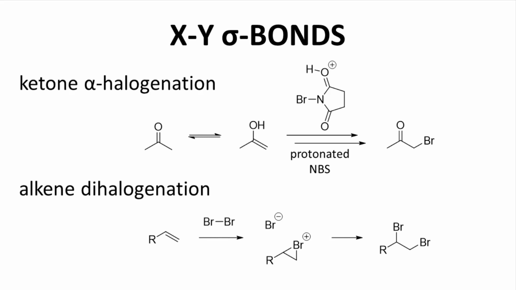Here are some similar examples. In the halogenation of a ketone, you initially form an enol tautomer. The enol is nucleophilic enough to attack NBS, N-bromosuccinimide, which is typically protonated in the acidic reaction medium to make NBS more electrophilic. The reaction involves attack of the enol on the bromine and cleavage of the Br-N sigma bond. At the bottom of the slide is the dihalogenation of an alkene. Formally, Br2 serves as an electrophile, and attack by the alkene breaks the Br-Br sigma bond as the bromonium ion is formed.